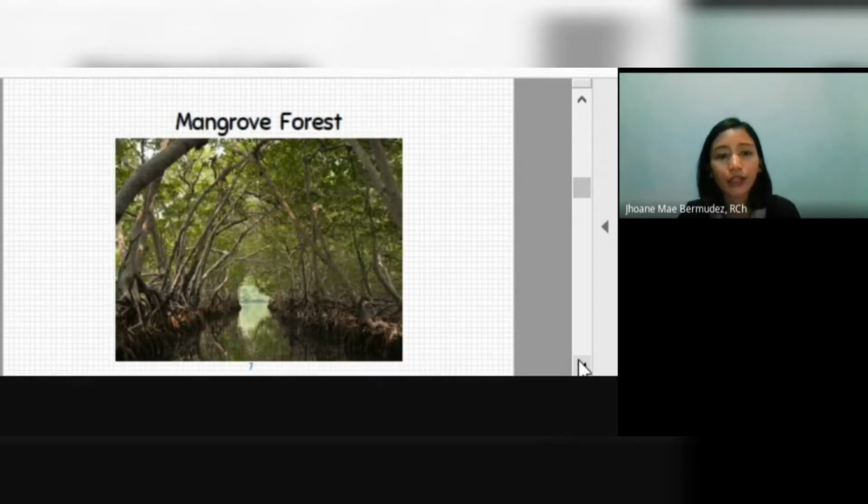Next we have mangrove forest, a group of trees and shrubs that live in the coastal intertidal zone. Mangroves provide essential habitat for thousands of species. They also stabilize shorelines, preventing erosion and protecting the land and the people who live there from waves and storms.